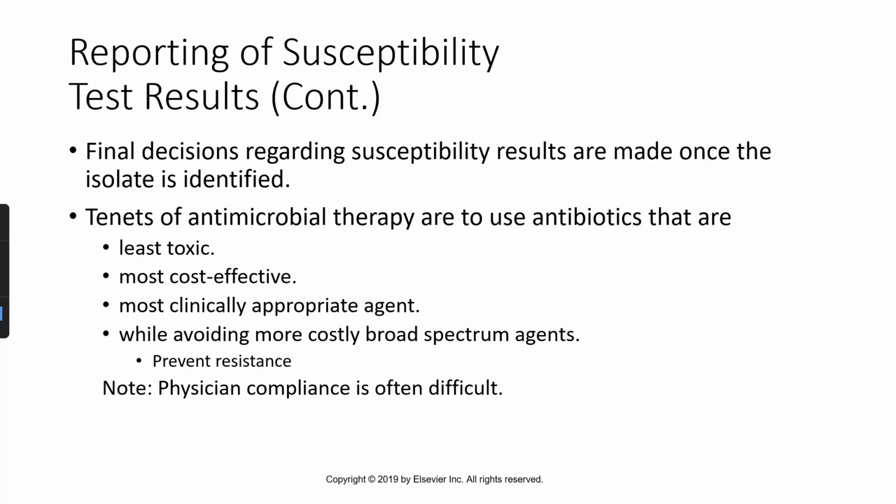Reporting of susceptibility test results. You can't report susceptibility until you know what the identification of the isolate is. If the isolate ends up not being what you thought it was and you report out an antibiotic susceptibility, you may have to call back those results.